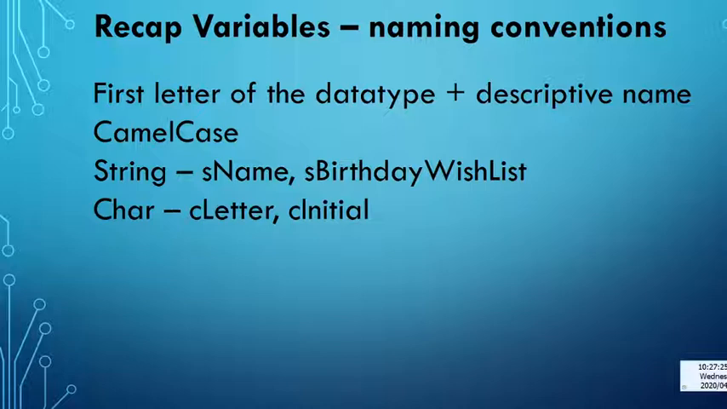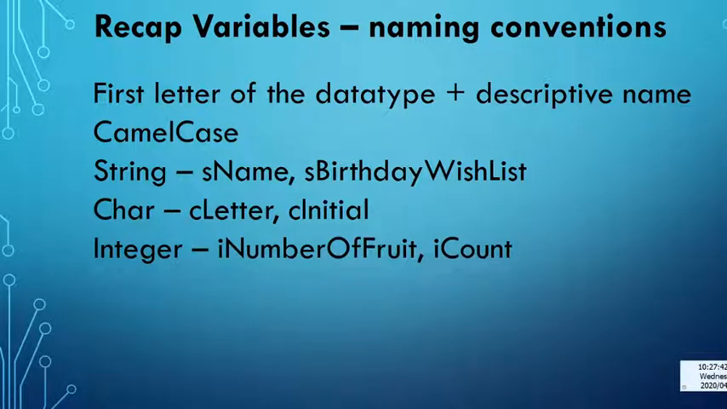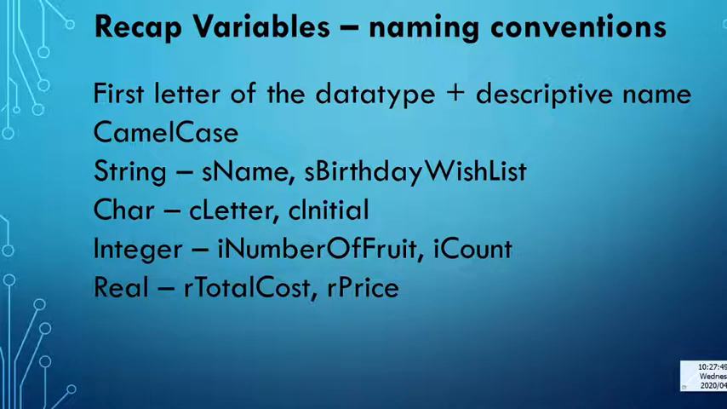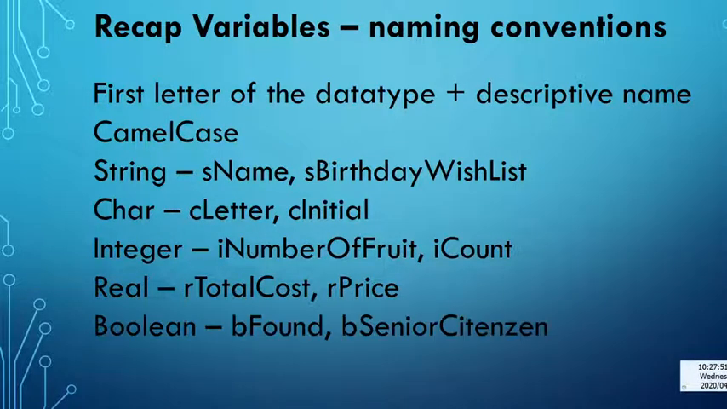There we go. Character, c letter or c initial. For example, we want to say, hello, Mrs. S Block, and the S would be a single character, hence a character or char. Integer, iNumberOfFruit or iCount. Real, rTotalCost or rPrice. And then we have a Boolean, bFound or bCitizen. And then the exception to this rule would be tDate, because the T is reserved for something else, which we will only look at much later.